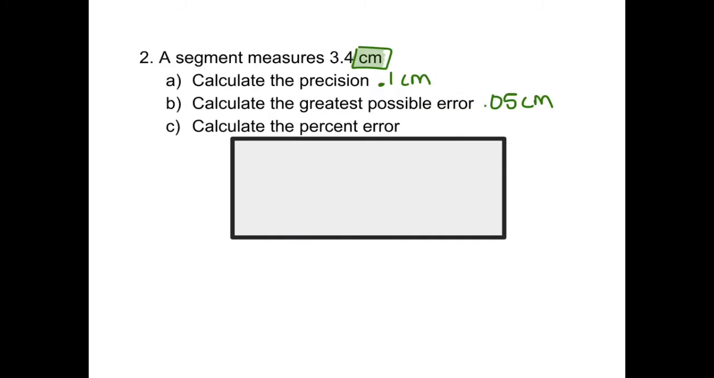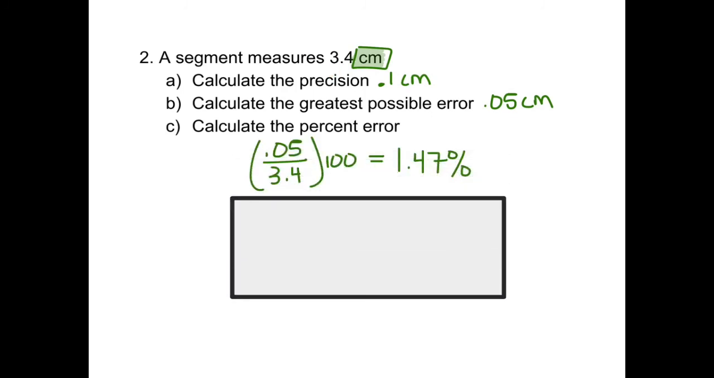So this example doesn't have something for you to measure, but it does say that a segment already measures 3.4 centimeters. I've highlighted and boxed in centimeters because that will tell us these two answers. I mentioned earlier, as long as you have centimeters, this will always be the precision, and therefore this will always be the greatest possible error, which is half of that. So these are just numbers you can start to memorize. The percent error comes from using this 0.05, dividing it by this 3.4. So this is what's going to change with every problem depending on the actual measurement. And you multiply by 100 to get the percent. So the percent error is going to be 1.47%.